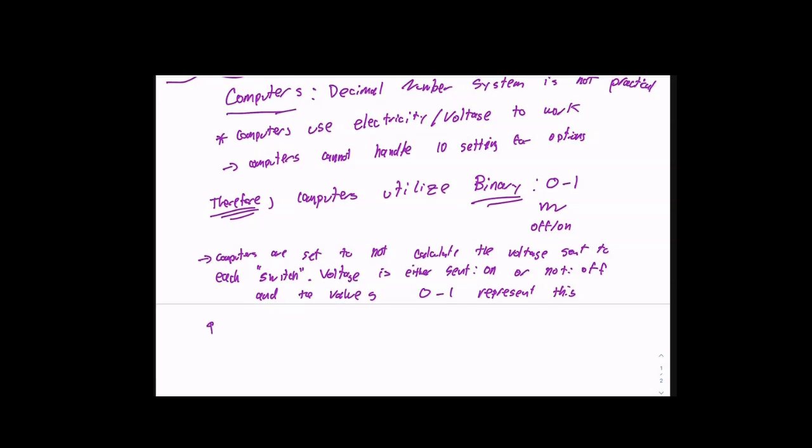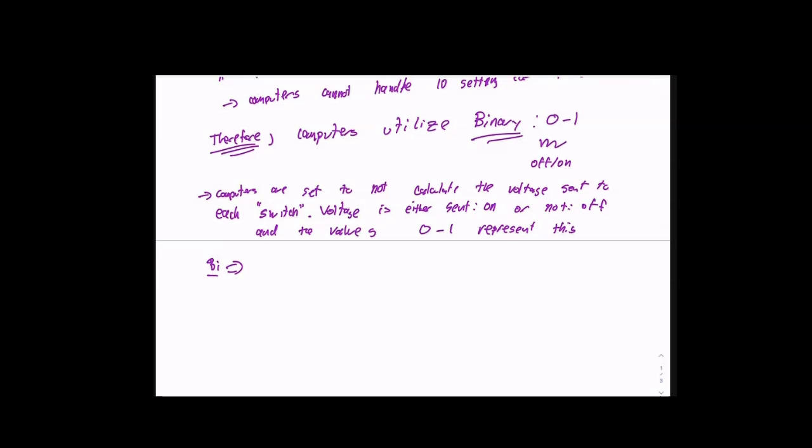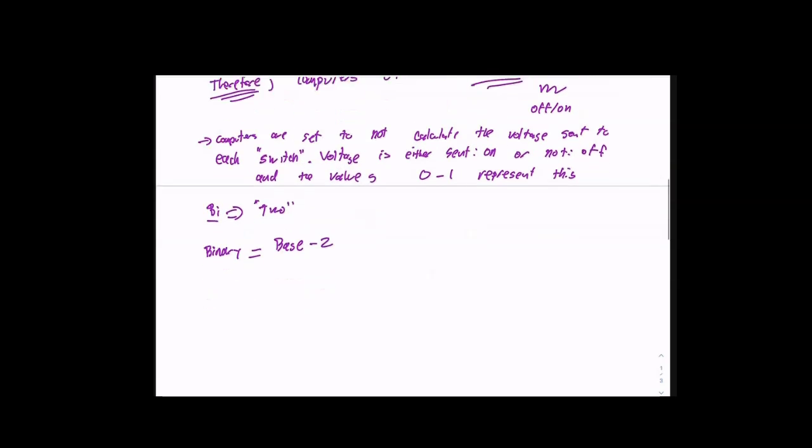Now, bi means what? Deca meant 10. What does bi mean? It was 2. It means 2. So with binary, we're using base 2. And we can still create every number and option as we did.